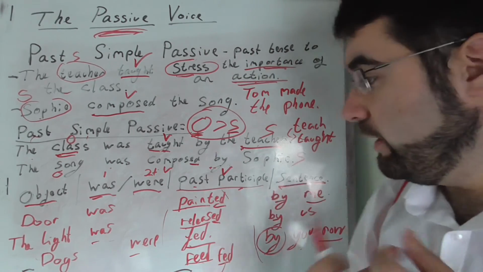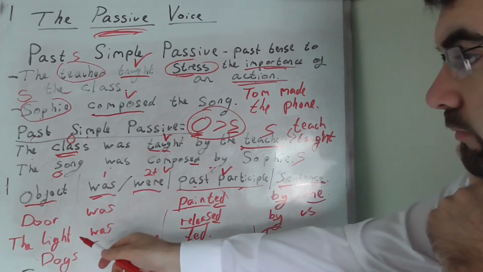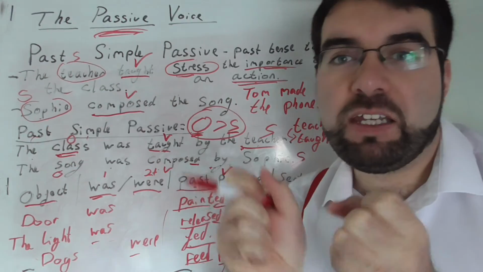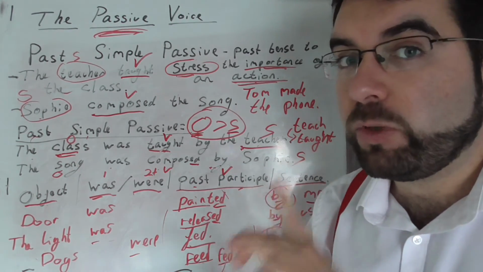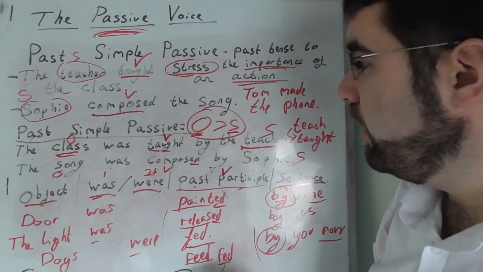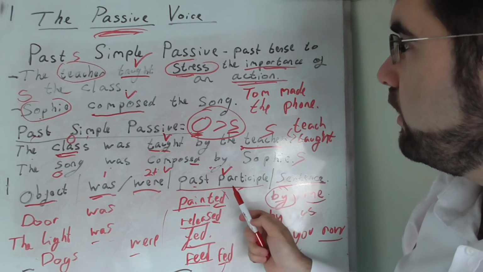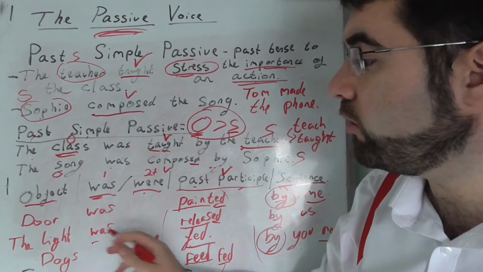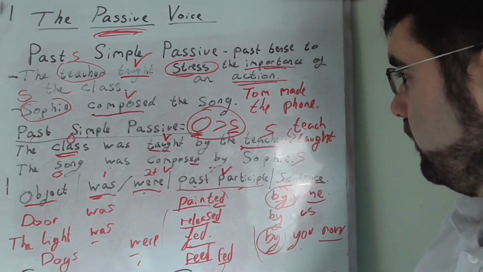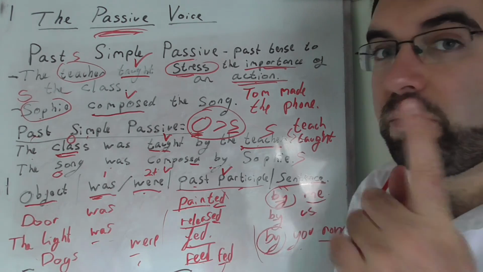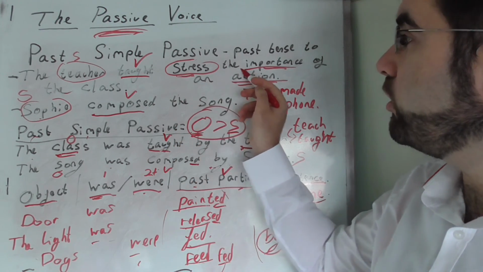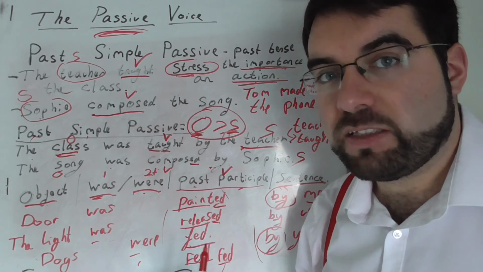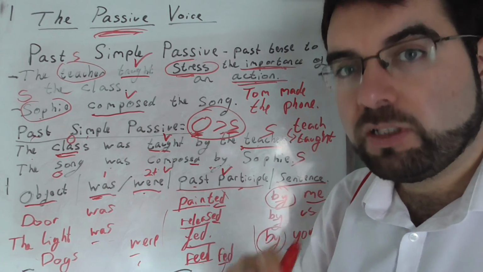You did it. I did it. The door was painted by me. By me. I did it. I painted the door, so it's by me. Highlight that as well. By. Very important. Yes. Very nice. So we have was and were, one and two, singular, plural. The door was, the dogs were. Very good. So remember, we're stressing the importance of an action. The object is greater than the subject in the passive voice. Very good. Let's keep going.